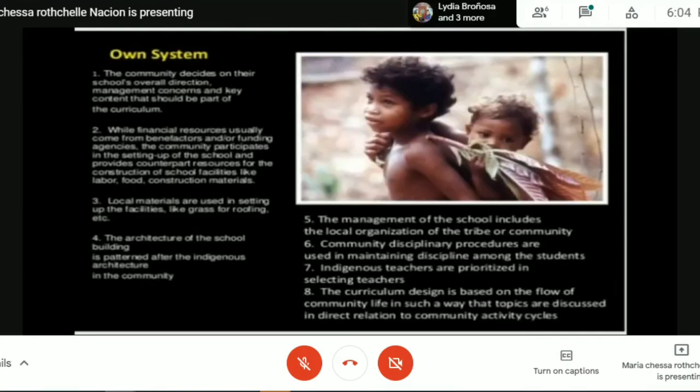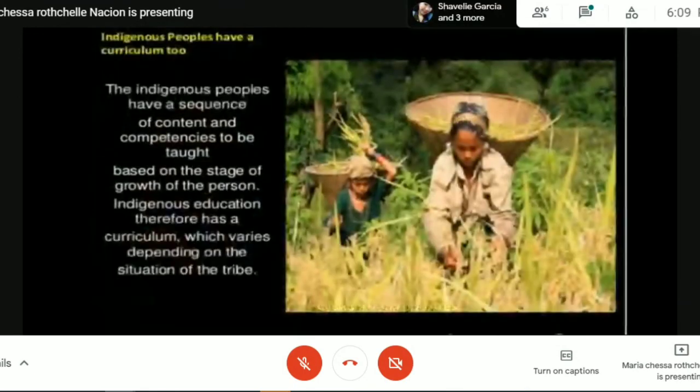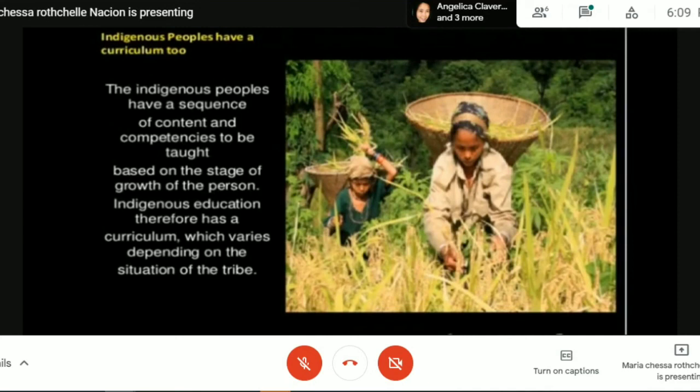Their own system. Number one, the community decides on their school's overall direction, management concerns, and key content that should be a part of the curriculum. Indigenous people have a curriculum too. The indigenous peoples have a sequence of content and competencies to be taught based on the stage of growth of the person. Indigenous education therefore has a curriculum which varies depending on the situation of the tribe.